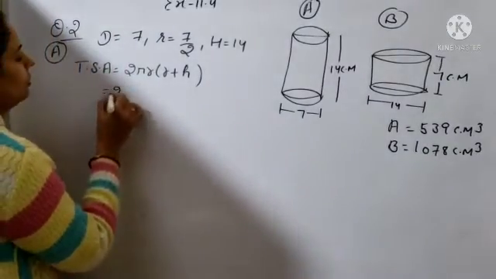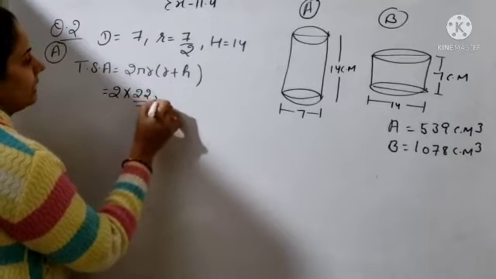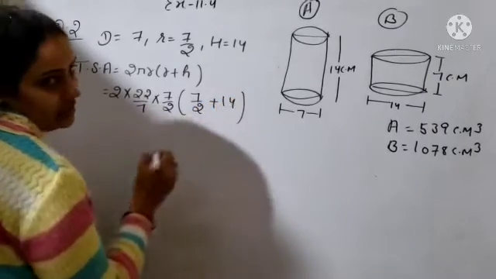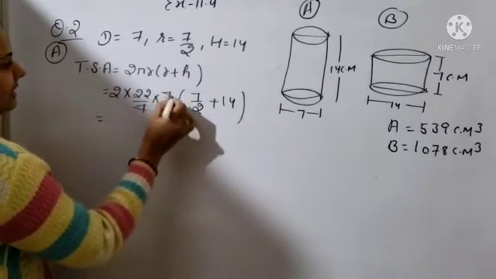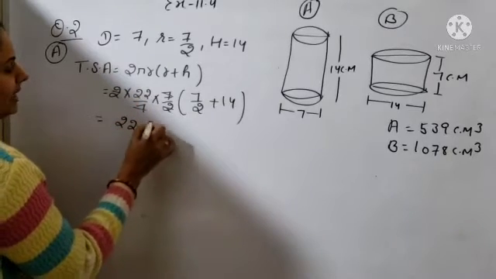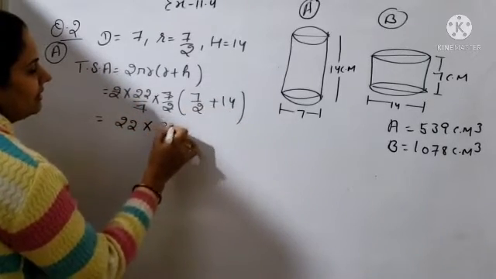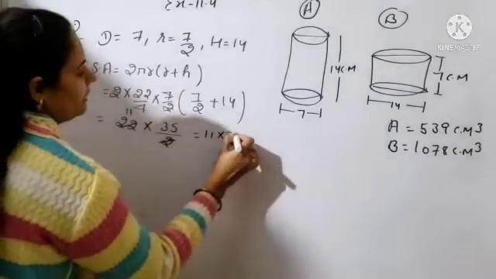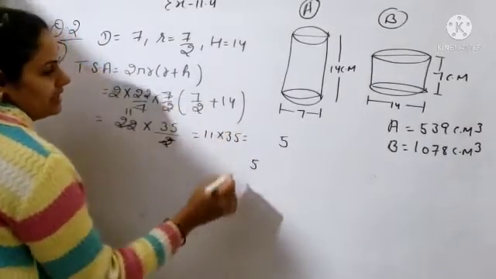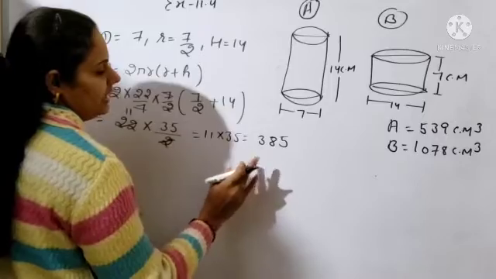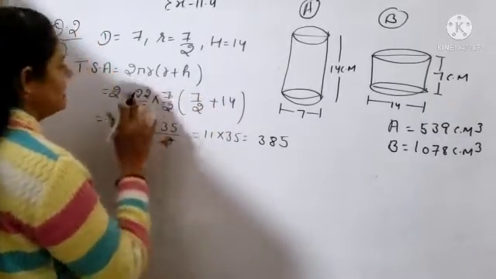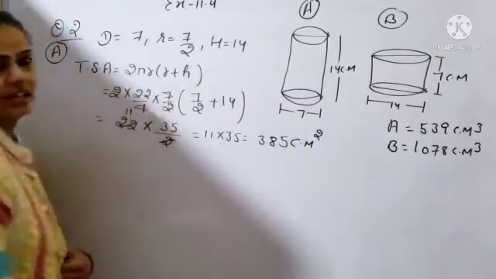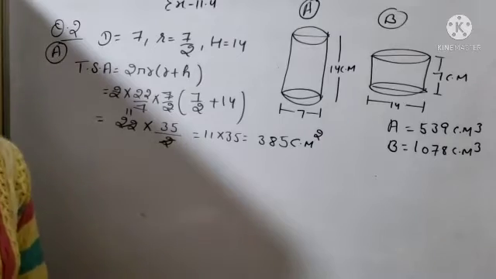Okay. Now 2 into pi. Pi is 22 by 7 into r, which is 7 by 2, into 7 by 2 plus h. So h is 14. Clear? Now 7 and 7 cancel, 2 and 2 cancel. What is left? 22 multiply 14 2s are 28, and 28 and 7, 35 by 2. Now cancel out by 2, 11. So 11 into 35: 11 5s are 55, 5, 11 3s are 33 and 5, 38. So 385. Now this is the surface area, okay, and surface area will always be in square. So it will be square centimeter, or you can say centimeter square. So this is the surface area of cylinder A.